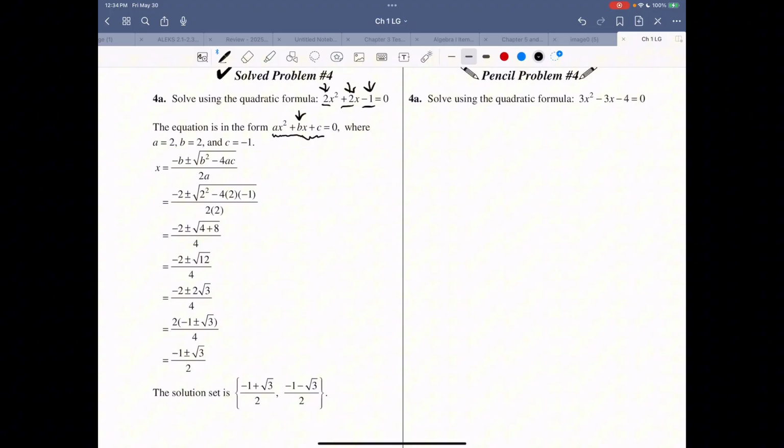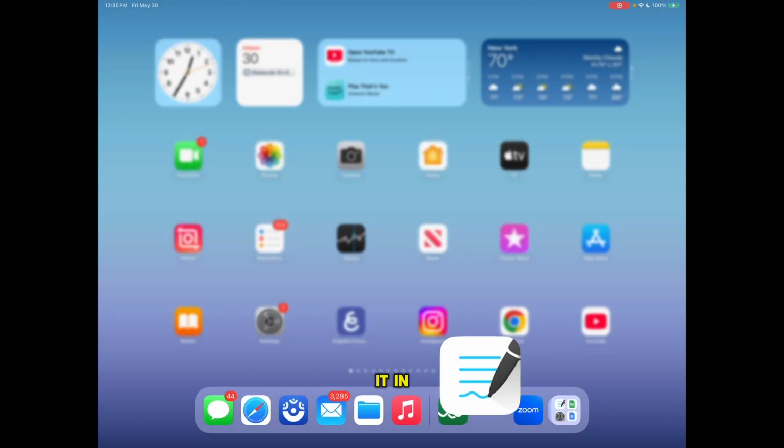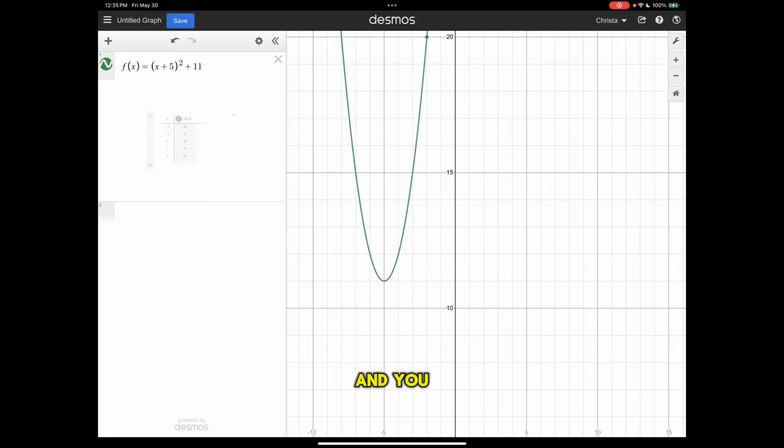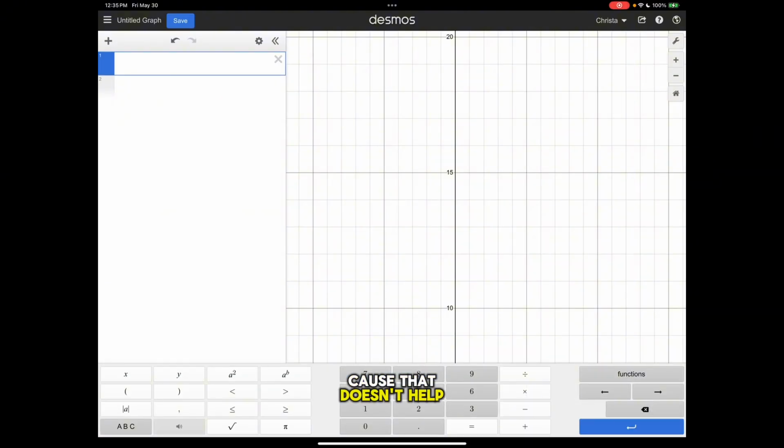I'm trying to debate, do I want to show you on the calculator? I think I might as well. So I can show you just some simple functionality of what Desmos can do. You have to be careful though, because if you put it in Desmos and you don't put parentheses in the numerator, it's going to mess you up. And don't type x in there because that doesn't help you.